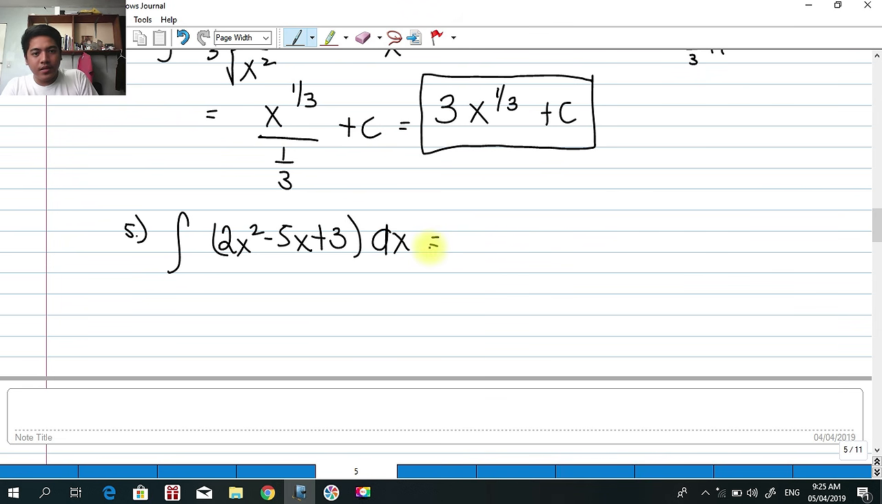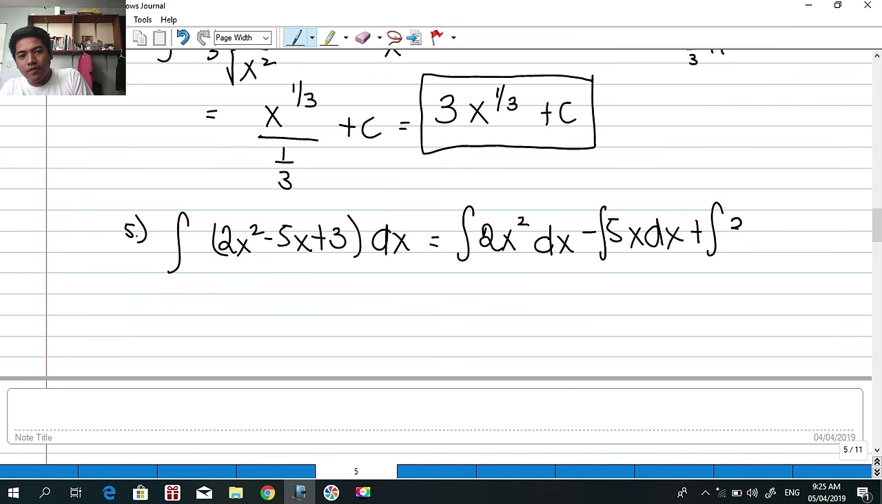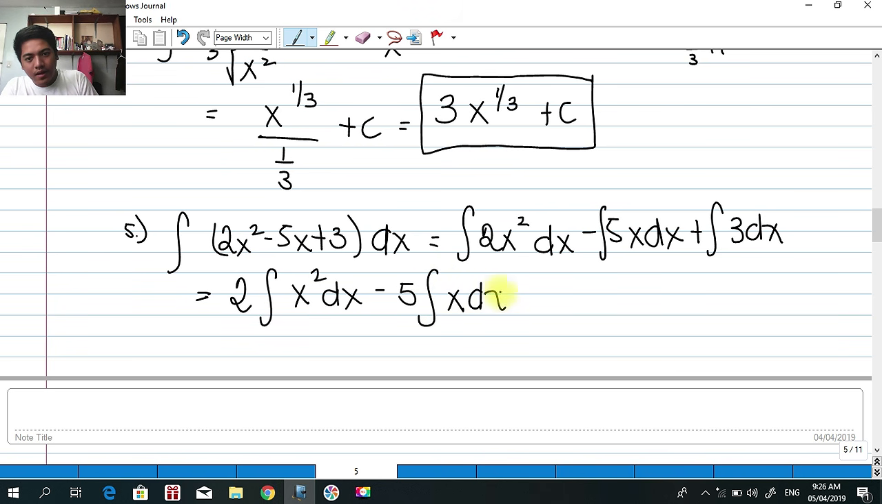that integral as this. So, we can distribute the integral. So, the integral of 2x squared dx minus the integral of 5x dx plus the integral of 3 dx. So, again, using our rule, we can actually remove the constant outside of the integral sign. So, we can simplify this as 2 integral of x squared dx minus 5 the integral of x dx plus 3 the integral of dx.